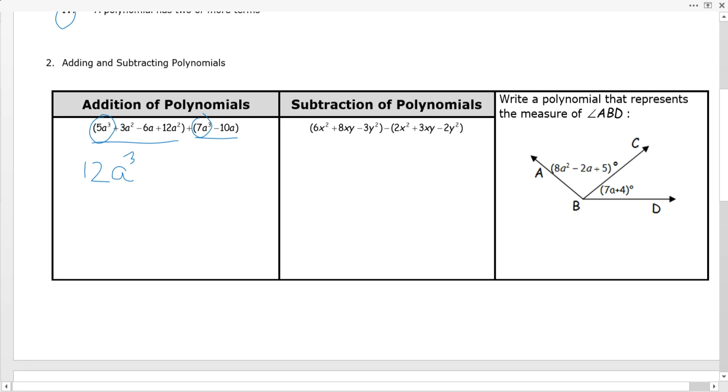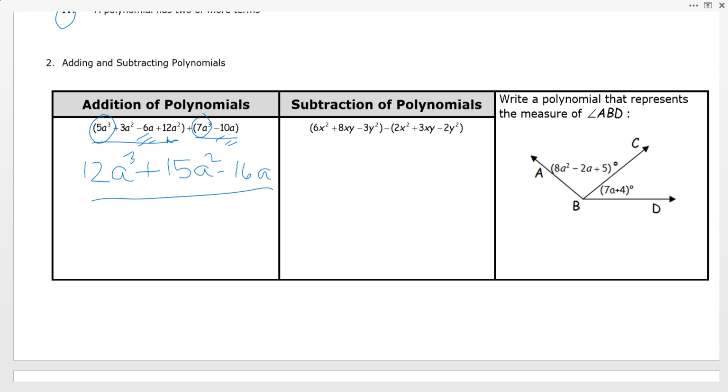Then my a squared, I have 3a squared and 12a squared, that makes 15a squared. And then I have 6a and 10a, both are minus, so it's going to be minus 16a. And then there's no plain number constant, so that's it. That's my answer. Okay, so we usually put them in order from the highest exponent to the lowest, just like we put them in alphabetical order.